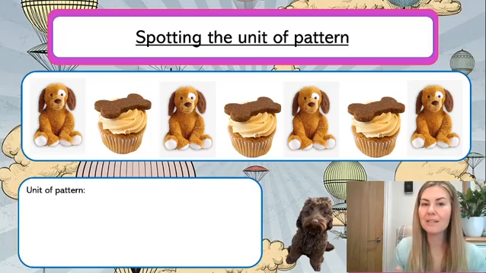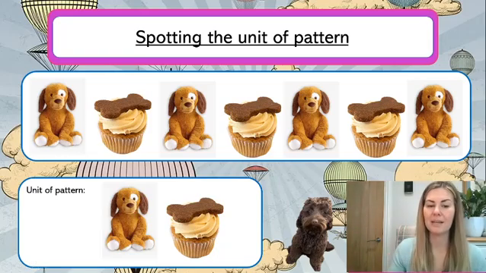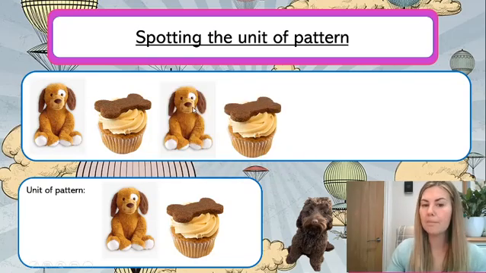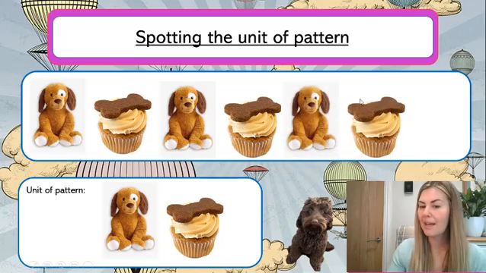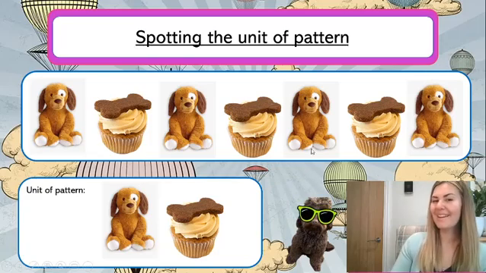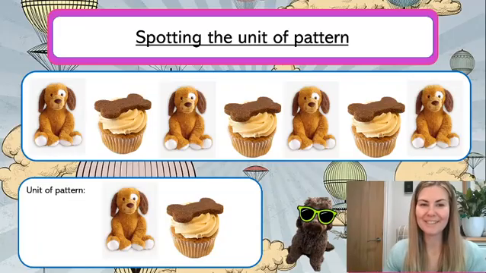Okay, so the unit of pattern in this sequence is you need a bear and a cake. You need the bear first and then the cupcake. So there is our unit and we're going to keep adding this unit on and on the sequence to form our pattern. Bear, cake, bear, cake, bear, cake, and I've got room for a bear. Nice, give yourself a fantastic if you managed to do that one.